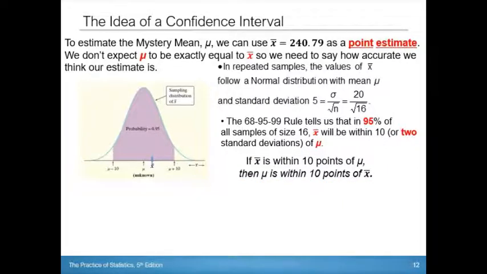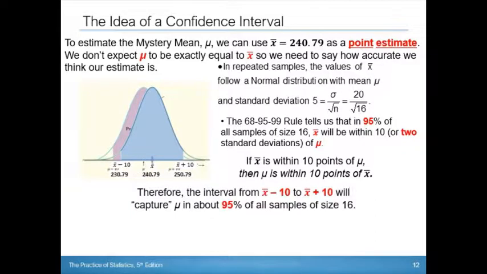So instead of doing a confidence interval around the mu, because we don't know what that is, we put a confidence interval around our X bar. But it works just the same: saying how likely are we to have an X bar within 2 standard deviations of mu is the same thing as saying how likely are we to have mu within 2 standard deviations of X bar. All right, so the interval X bar minus 10 to X bar plus 10 will capture mu, the true population mean, in about 95% of the samples.